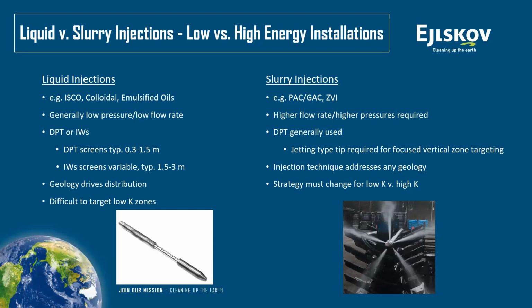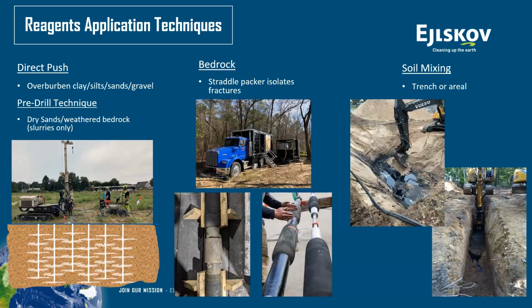So your spacing, volume, and injection tips. The injection tip is going to drive your injection velocity, and we can manipulate that as well. So your strategies change, but we do have the ability to inject slurries into both. Next slide, please. And so just one last wrap-up slide here. These are really the main techniques that we use to get reagents in the ground. Direct push, that we've already covered, is your overburden clays through gravels.